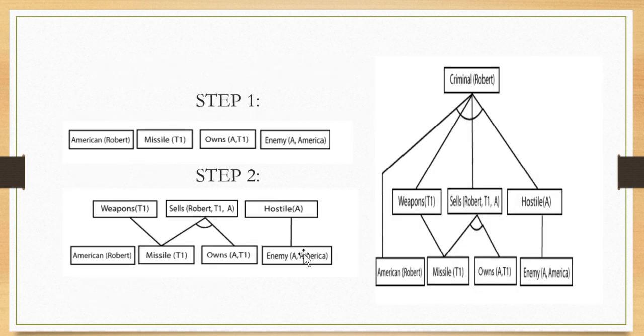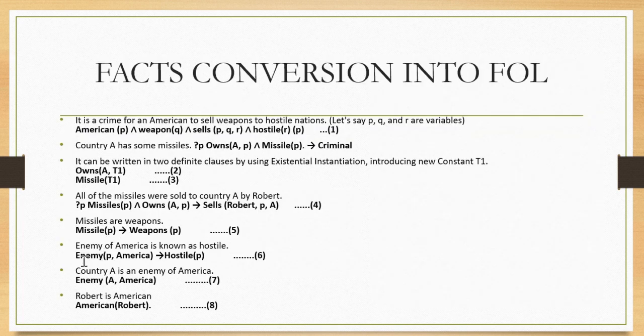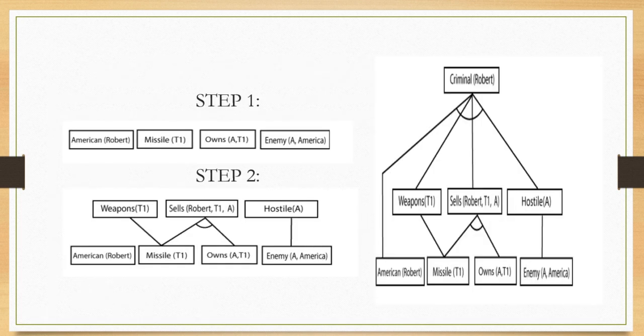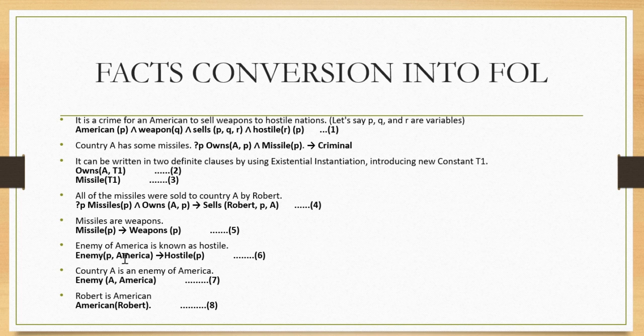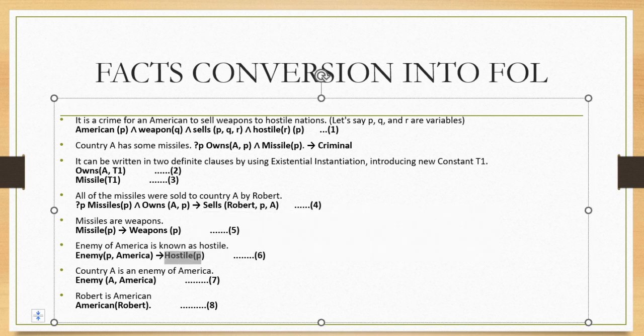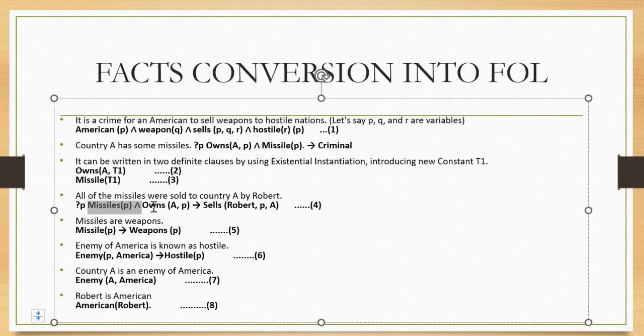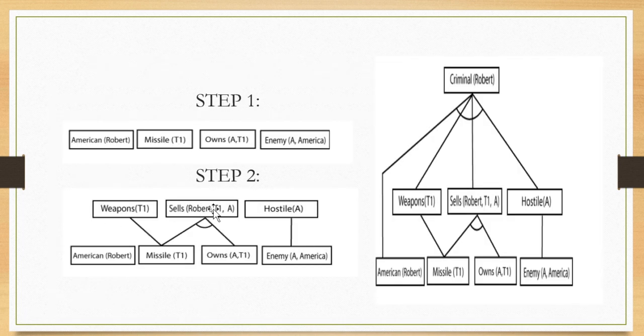Next, we check for enemy of America. We have enemy of A comma America, which we can change as enemy of P comma America. That gives hostile of P, so we update it as hostile of A. Then we combine two facts. In the combining statement we have missile and owns together, and it gives sells of Robert comma P comma A. So then we update Robert comma T1 comma A, and give the connection.